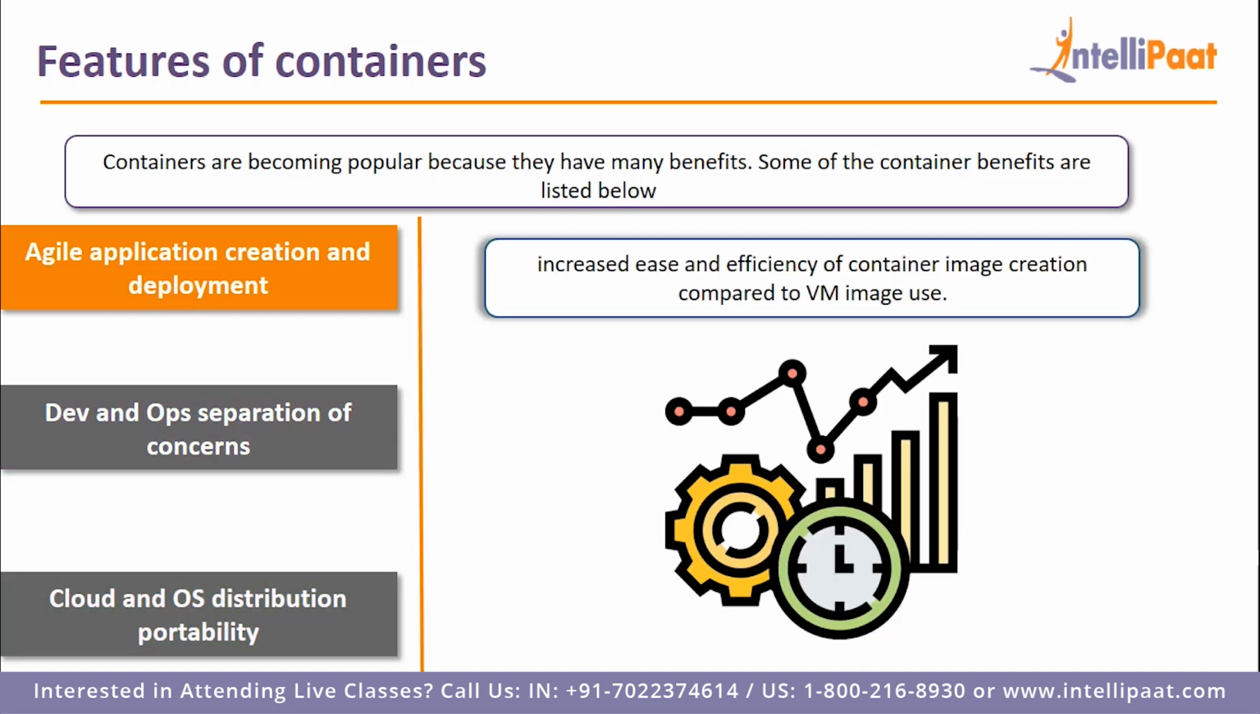So the first one on our hands here is agile application creation and deployment. What it basically does is it increases the efficiency and the ease of container image creation compared to VM image use. So basically pulling an image of 80 MBs is much easier than deploying a complete virtual environment worth a GB or more, depending on which OS you are going for. So it's much easier to create these environments than your VMs. That is what agile application creation and deployment provides: the ease of creating those environments quickly so that you can quickly get on with the work. So that gives us the ease and efficiency.